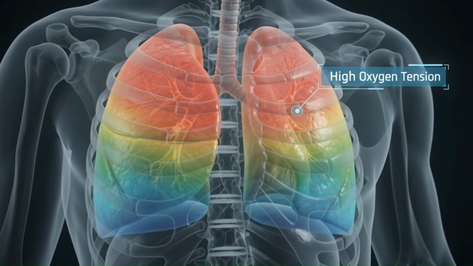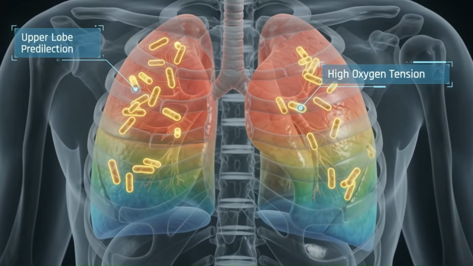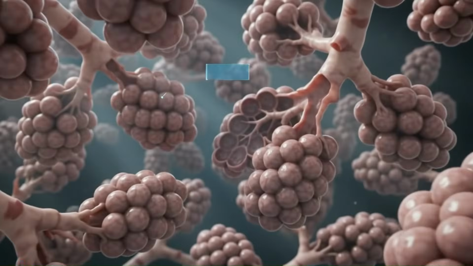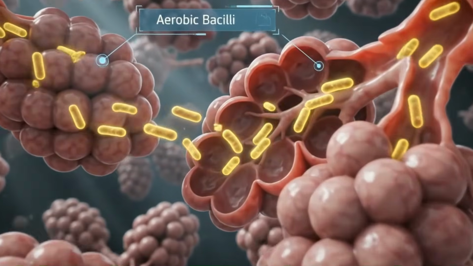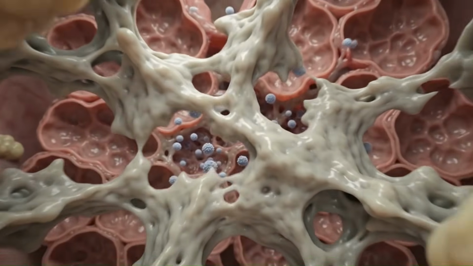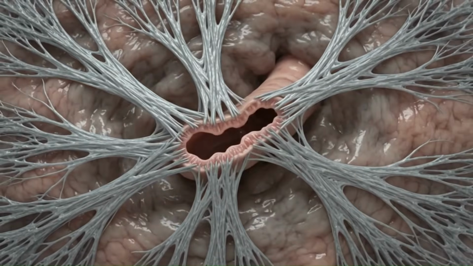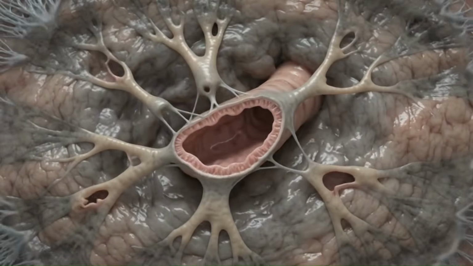Mycobacterium tuberculosis is an obligate aerobe and preferentially multiplies in the oxygen-rich upper lobes of the lungs. Untreated tuberculosis progressively destroys normal lung architecture through inflammation, necrosis, and fibrosis.